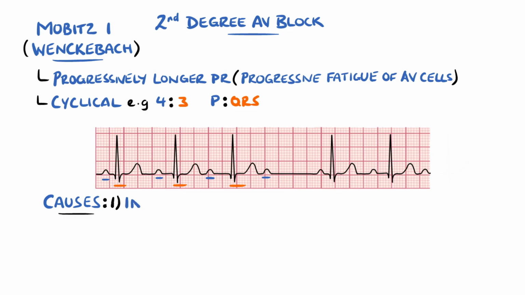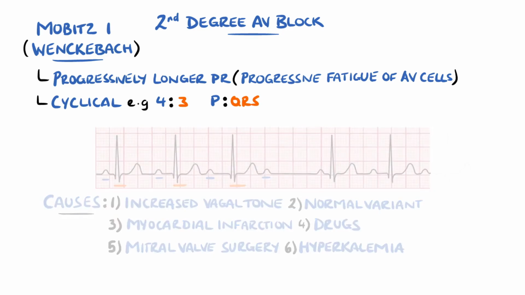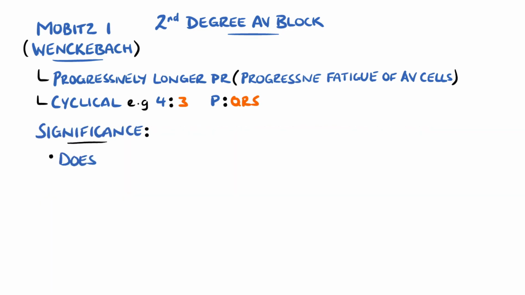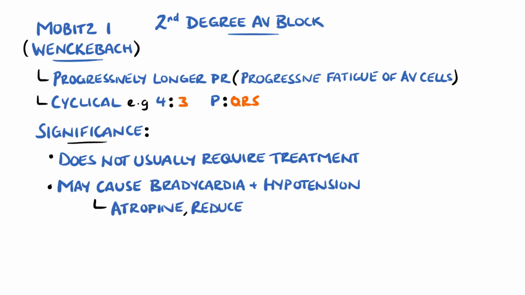Causes of Mobitz 1 or the Wenckebach phenomenon again include high vagal tone, and it can again be a normal variant. But it can also come from inferior myocardial ischemia, atrioventricular nodal blocking agents like we mentioned before, mitral valve surgery, and hyperkalemia. Often treatment is not necessary, but in some instances it can cause bradycardia and hypotension, in which case atropine is used. AV blocking medications should also be reduced to the minimum required dose, and if atropine is not effective, then pacing may be required.